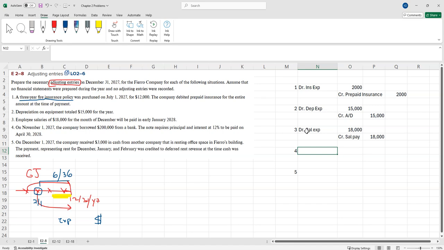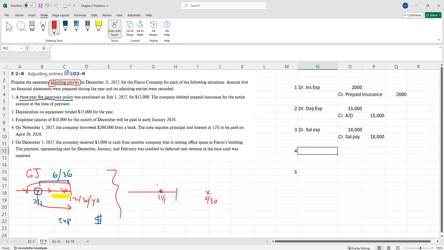Okay, how about 4? It looks like on November 1st, the company borrowed $200,000 from the bank. The note requires principal and interest at 12% to be paid on April 30th, 2028. So let's map this out. It's a little bit messy over there, so we'll keep it clean. Here we are, that's the end of the year. On November 1st, we borrowed some money, and we're going to have to pay it back over here on 4/30 of the next year.